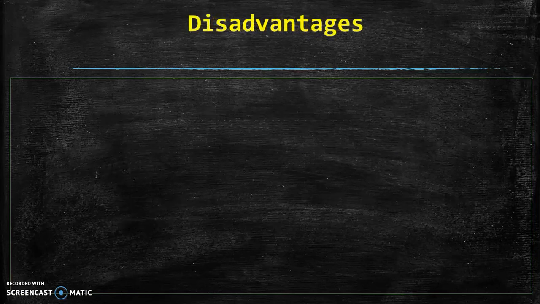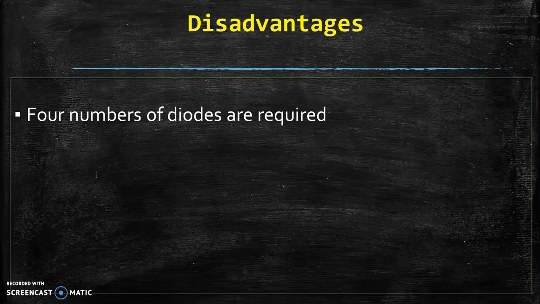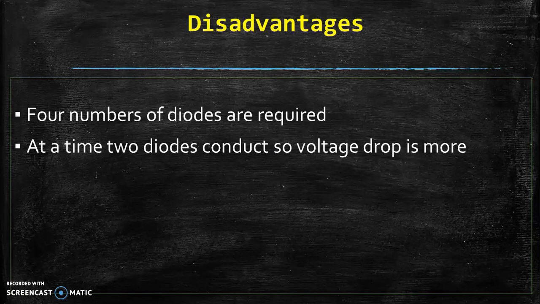At the same time, we have certain disadvantages also. Four diodes are required. At a time, two diodes always conduct during the positive half cycle as well as during the negative half cycle. Two diodes are always conducting, so the voltage drop across the diodes is comparatively more. In low voltage applications, it really matters.